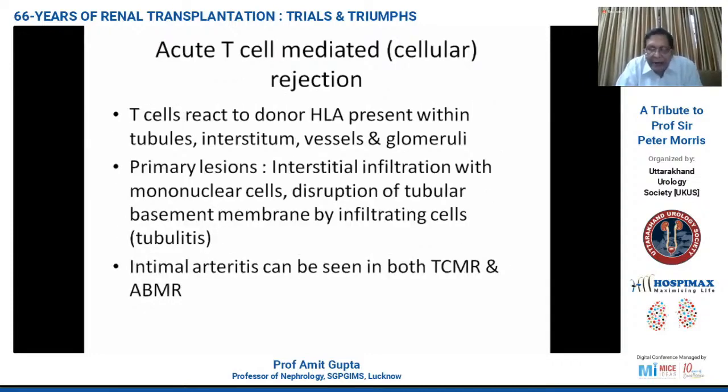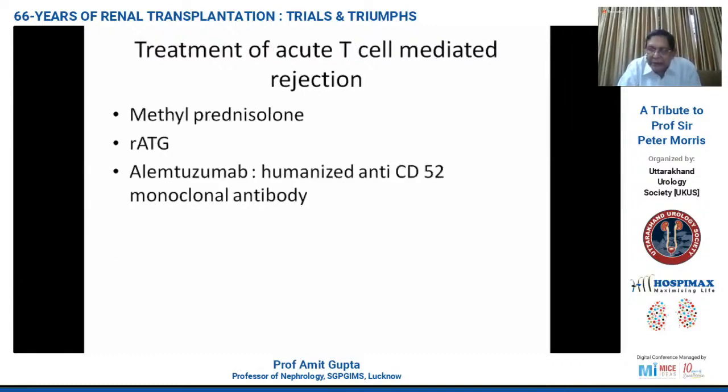This acute T cell mediated rejection happens because the T cells react to the donor HLA present within tubules, interstitium, vessels, and glomeruli. And the primary lesions include interstitial infiltration with mononuclear cells, disruption of the tubular basement membrane, which is known as tubulitis. Intimal arteritis can be seen both in T cell mediated rejection and in antibody mediated rejection.